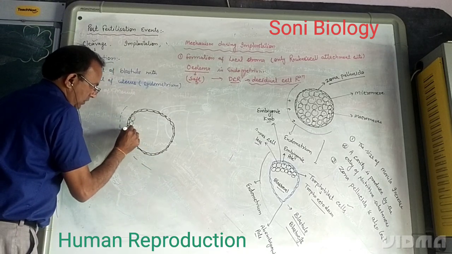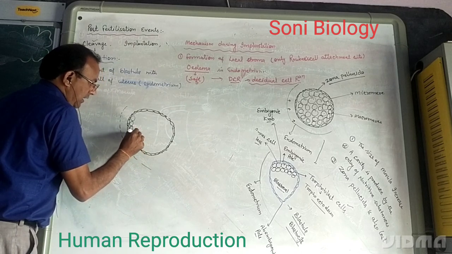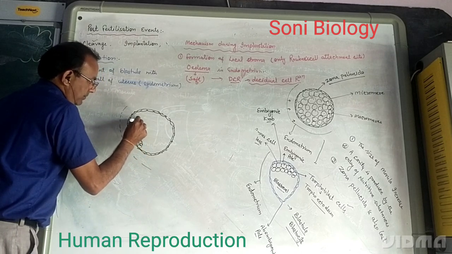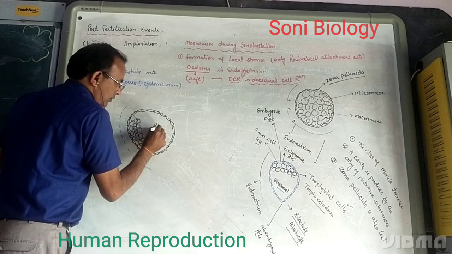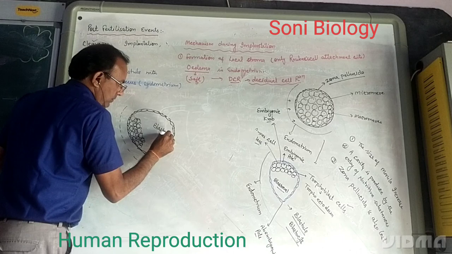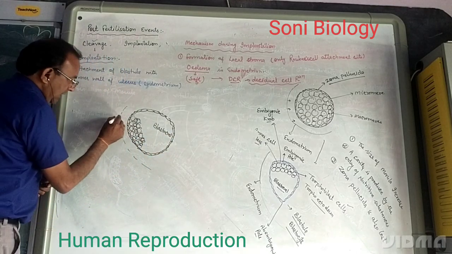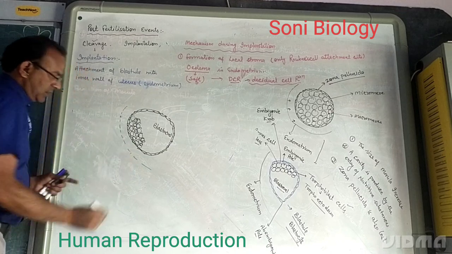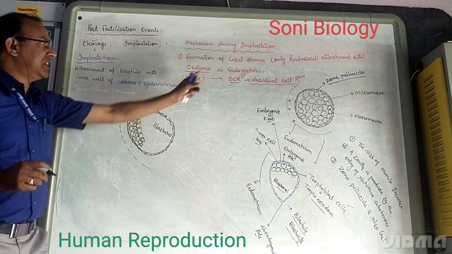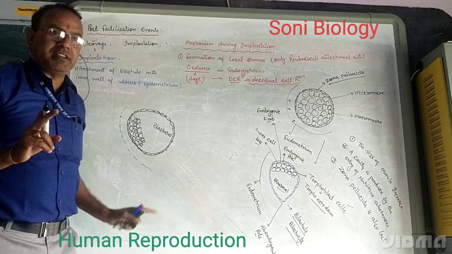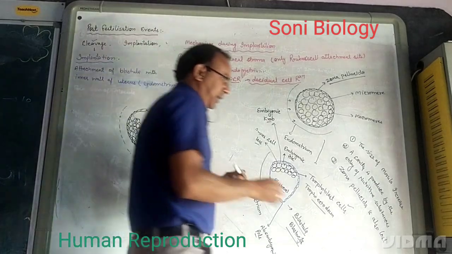Larger cells which are present at one side are called the inner cell mass, and this one is called the blastocoel. The inner cell mass is the site from where the endometrium becomes soft, so it is called local stroma edema. This is the first feature, the first mechanism that occurs during implantation.